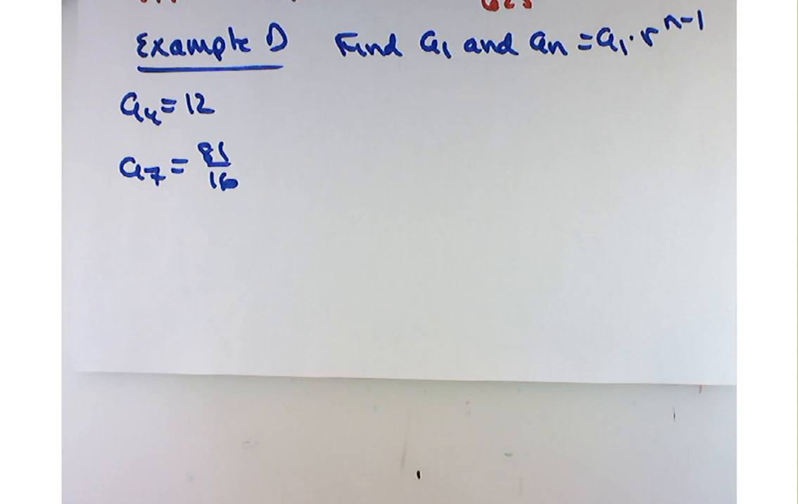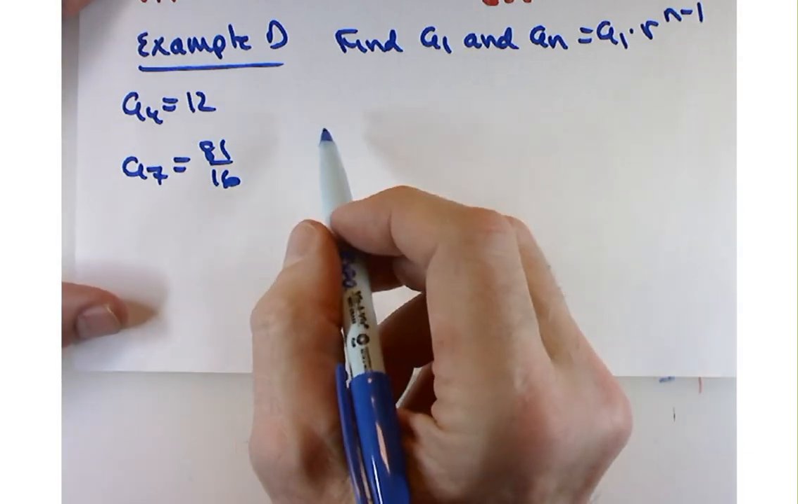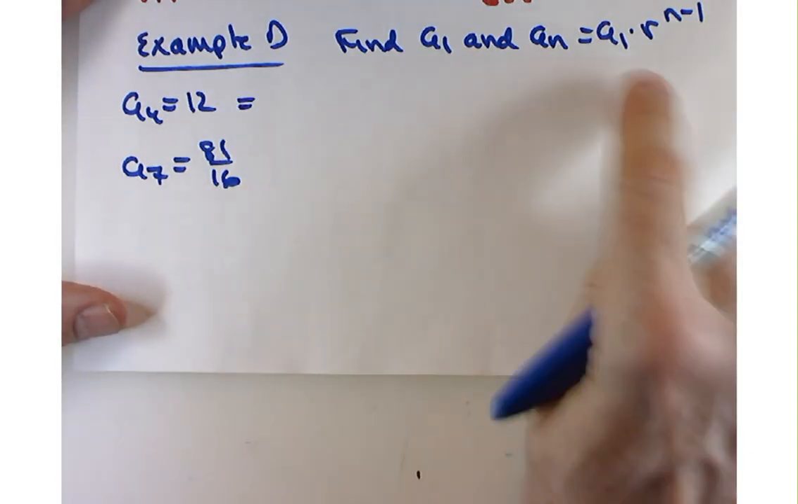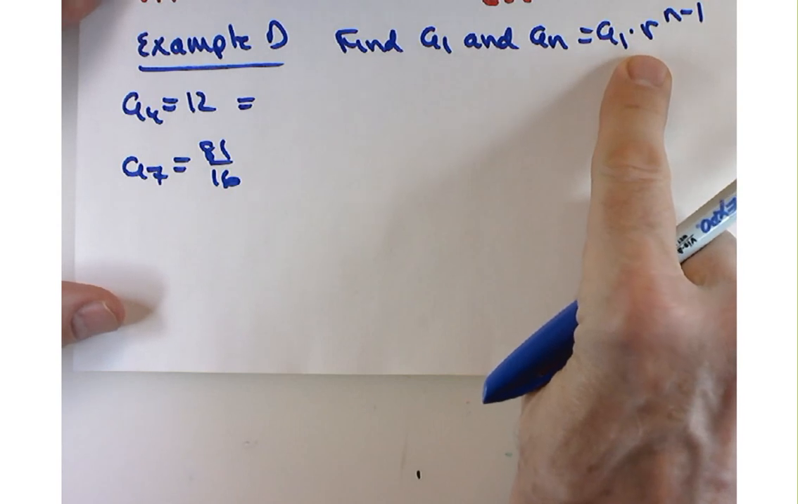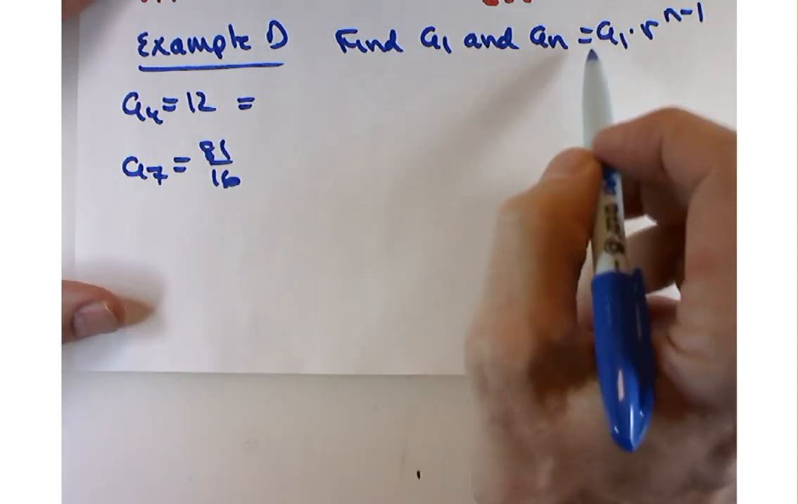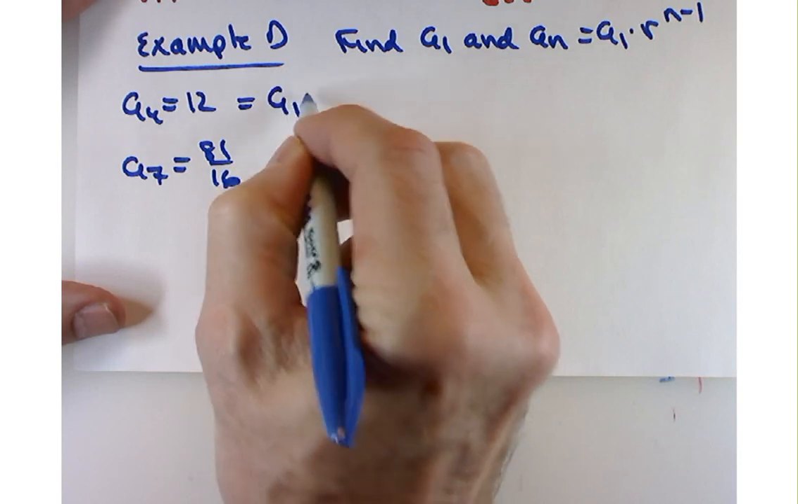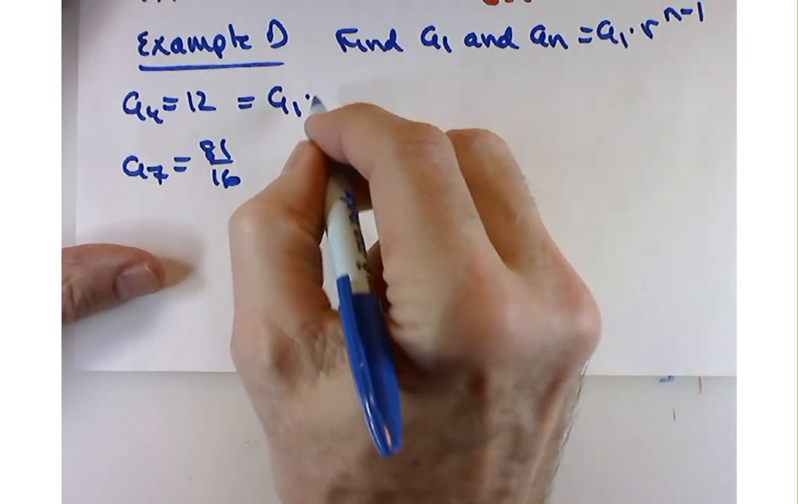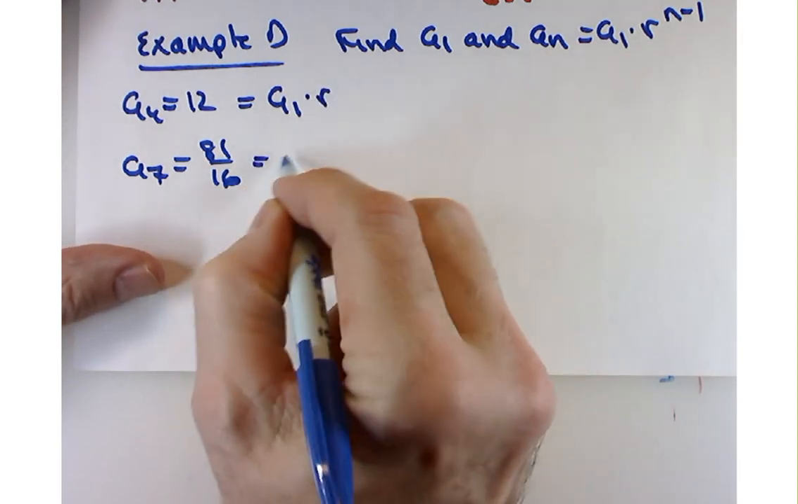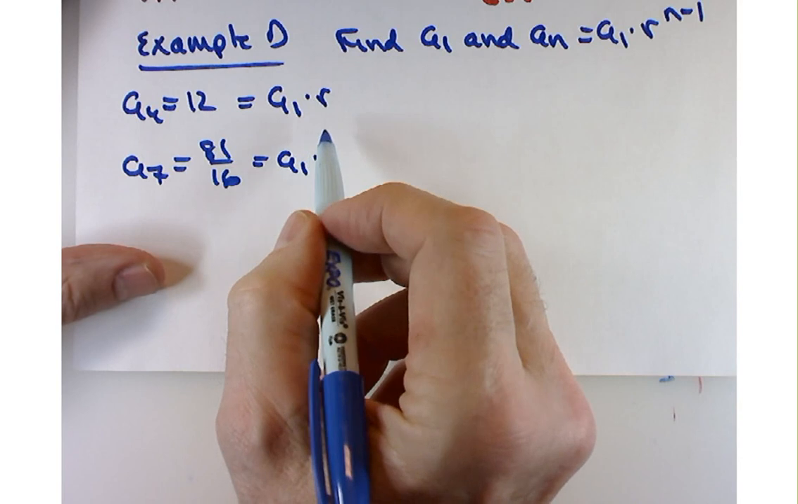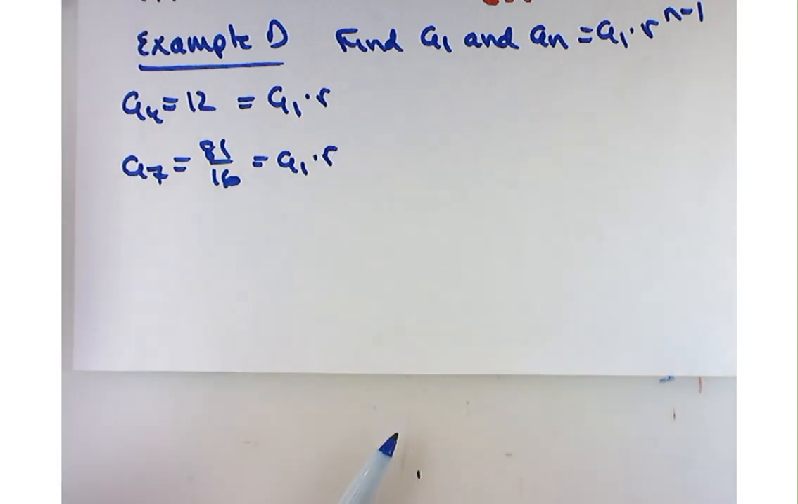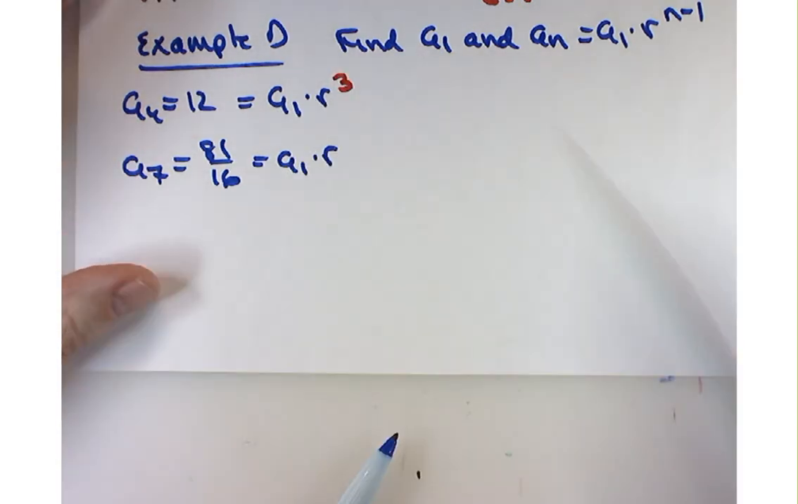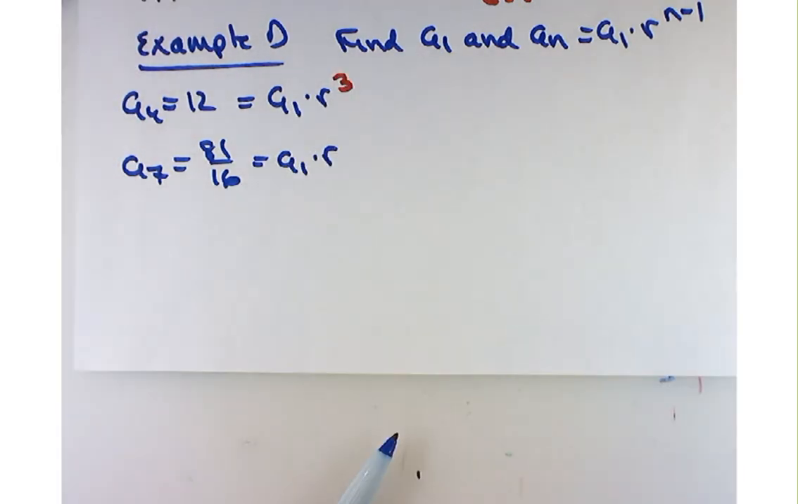Well, let's think here. If I know that 12 would be a sub 1 times r to what power? 4 minus 1. Let's call it a 3. Yeah, 4 minus 1. Nice.